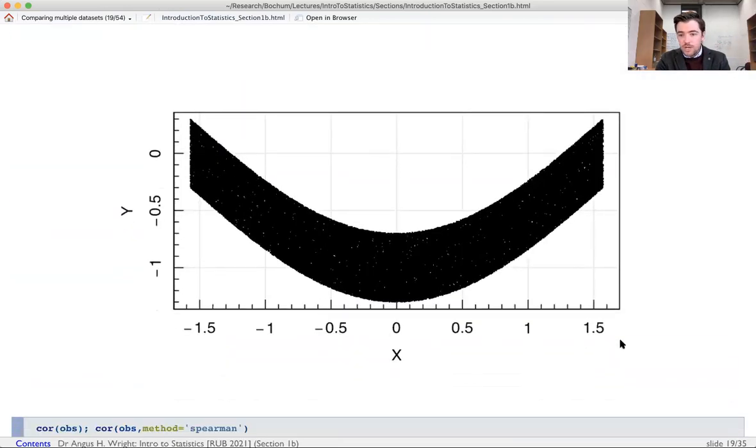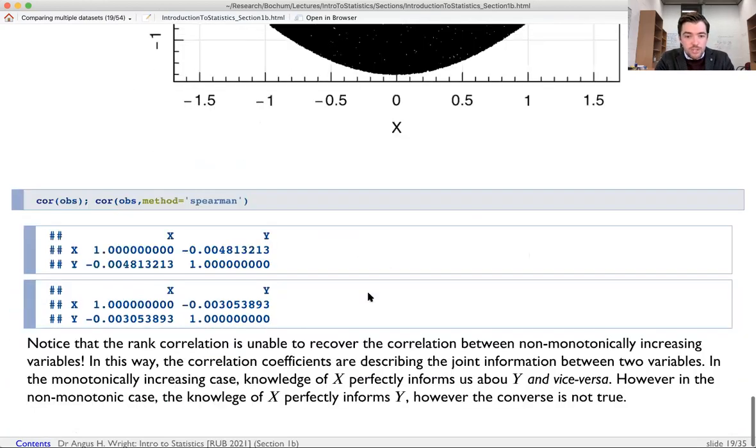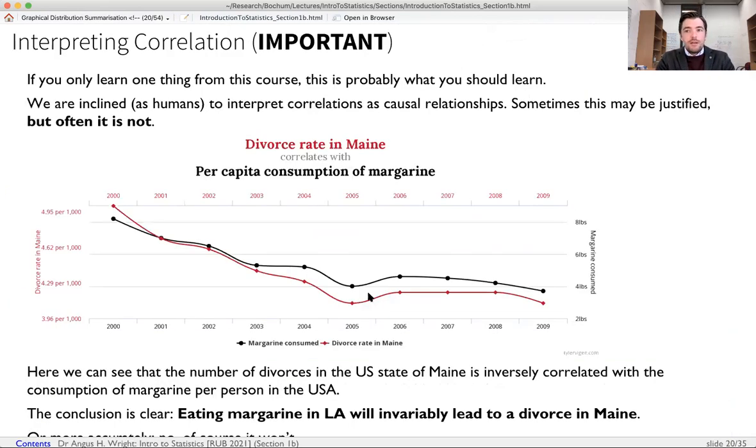Does perfect information in X tell me about Y? Yes. Does perfect information in Y tell me about X? No. Right? Because now for a particular value of Y, I can have two values of X. And therefore, your perfect information isn't reciprocal. And that's one of the ways I think to think about the cause of the difference between the correlation coefficients and why they don't function for non-monotonically increasing data.